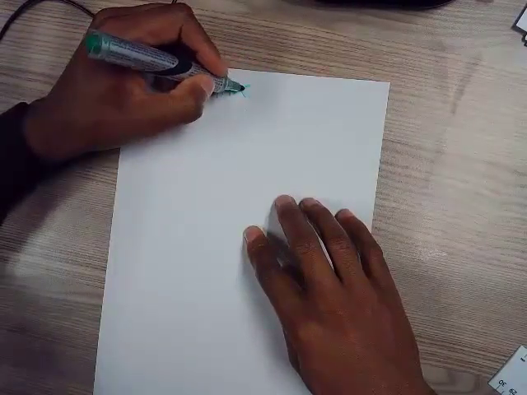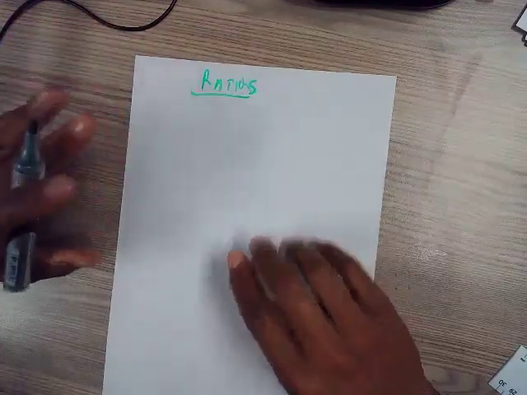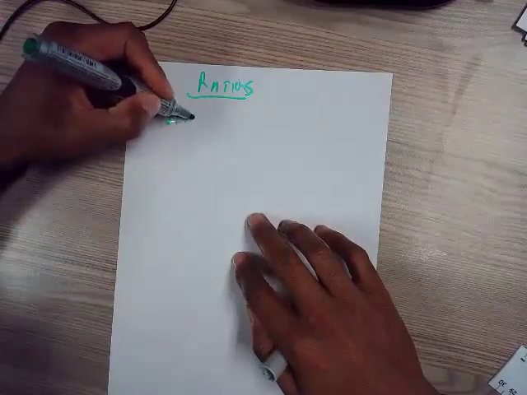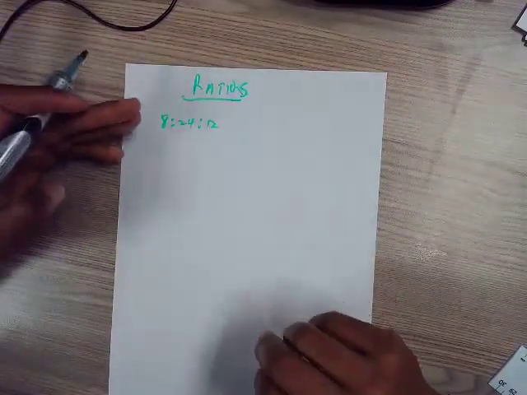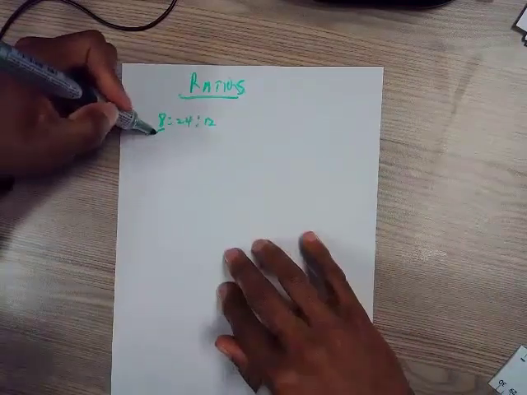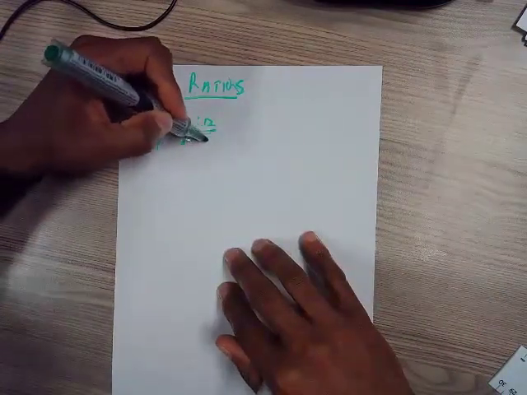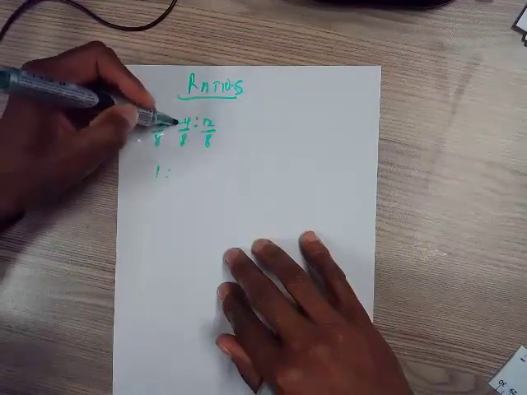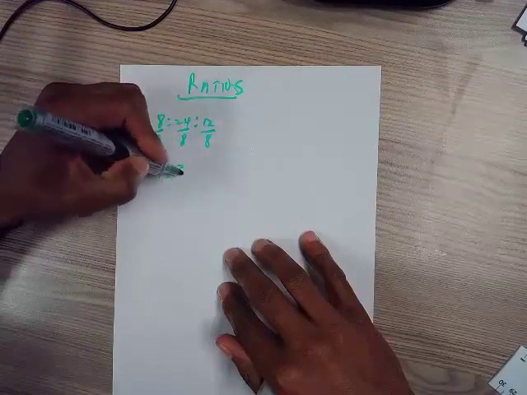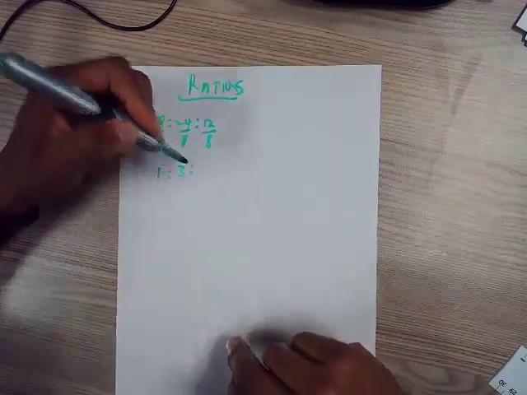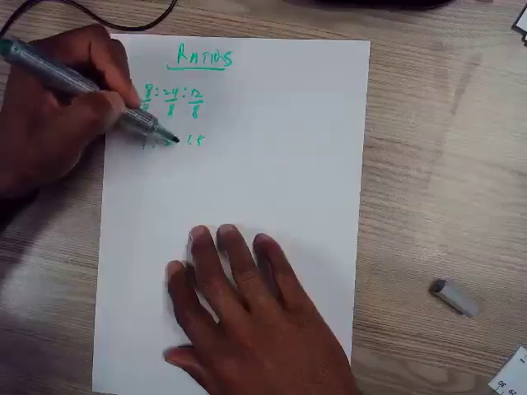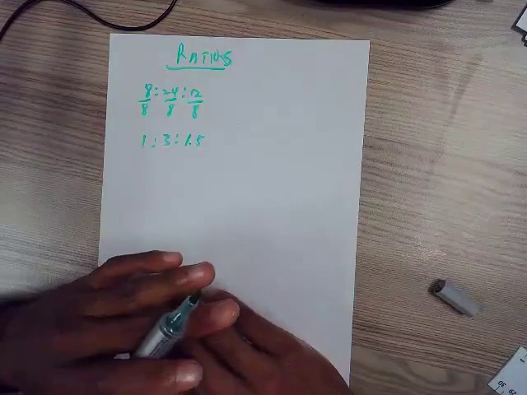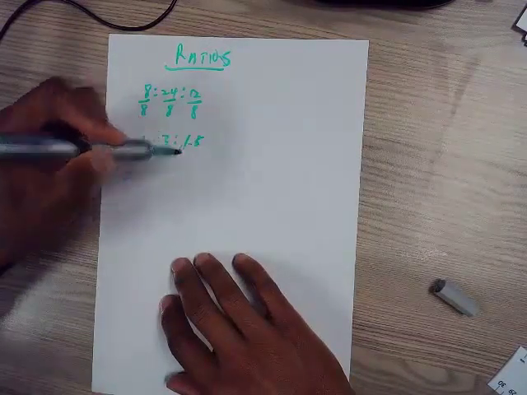Ratios, right? So let's say you're dealing with a simple ratio like 8:24:12. All you do here is you take the lowest number and divide all of the terms. It will give you 1:3, and then 1.5. But the thing is, sometimes when you're simplifying, you don't want numbers with commas, right?